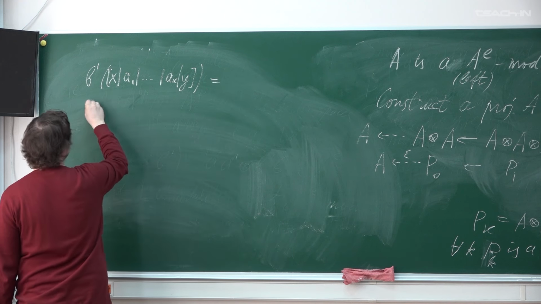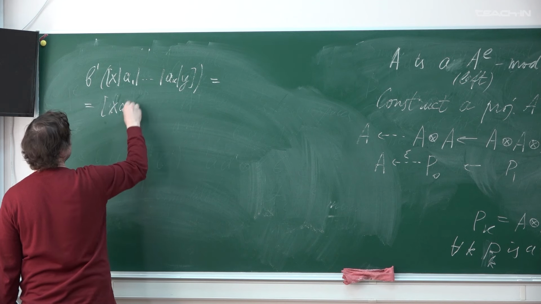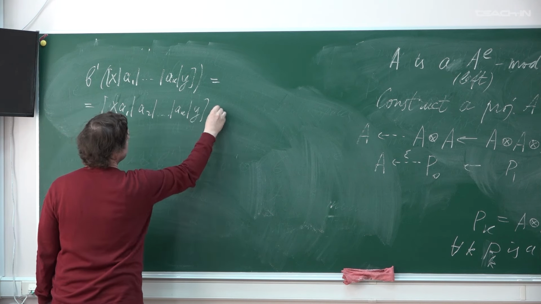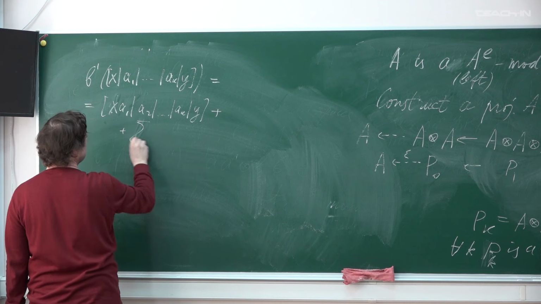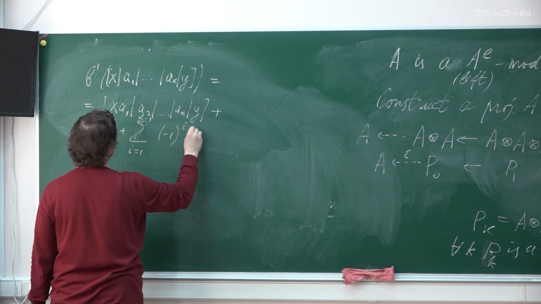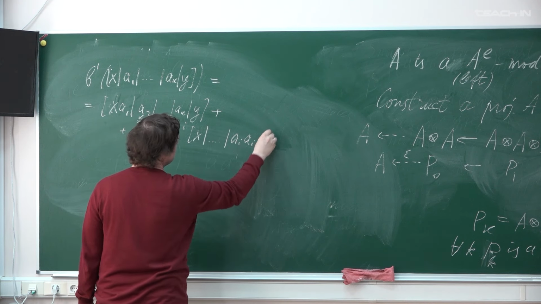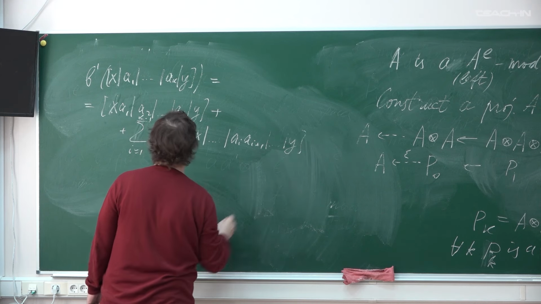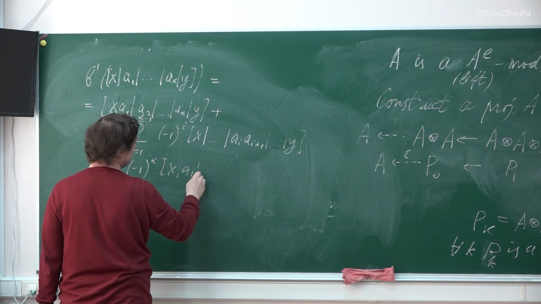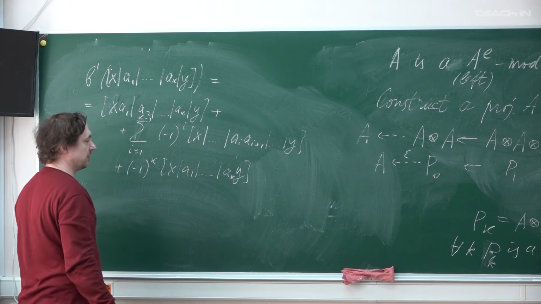So what is B prime? It is just this: B prime of (X, A1, A2, ..., AK, Y) equals X A1, A2, ..., AK Y, plus the sum from i from 1 to k minus 1 of minus 1 to the power i times X, A1, ..., ai times ai plus 1, ..., Y, and finally we have minus 1 to the power k, X, A1, ..., AK times Y.